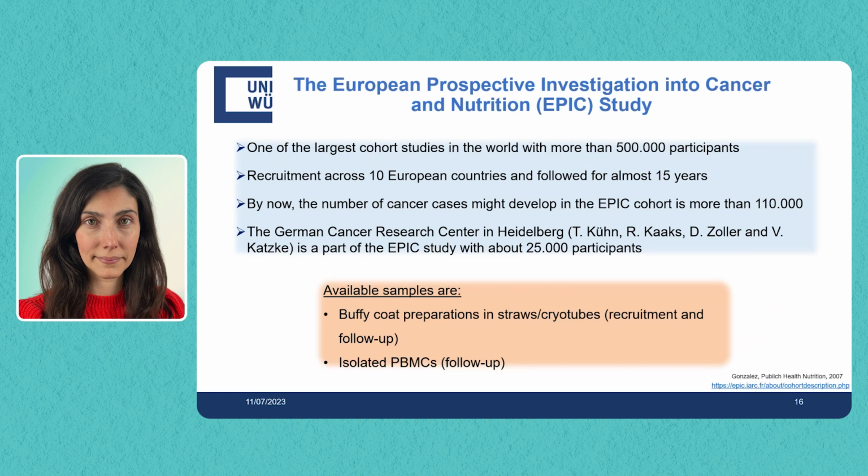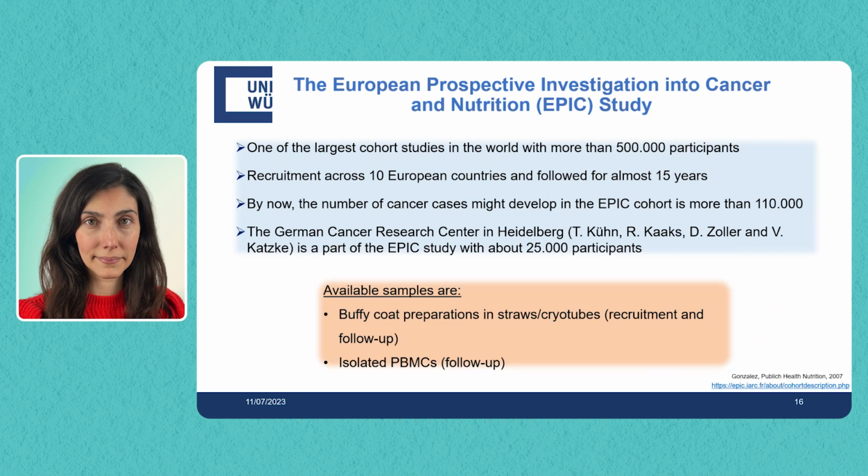After that, to see whether we can really analyze decades-old cryopreserved samples, we had a collaboration with the German Cancer Research Center in Heidelberg. They had the European Prospective Investigation into Cancer and Nutrition study, called EPIC for short. It's one of the largest cohort studies in the world with more than 500,000 participants, recruited across 10 European countries, and these people were followed for almost 15 years. By now, the number of cancer cases developed in the EPIC cohort is more than 100,000 individuals.